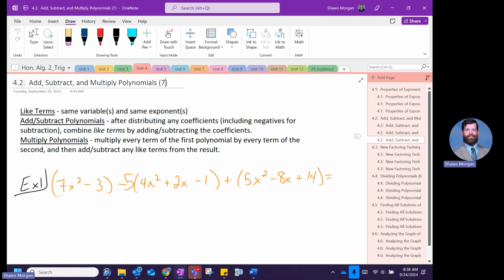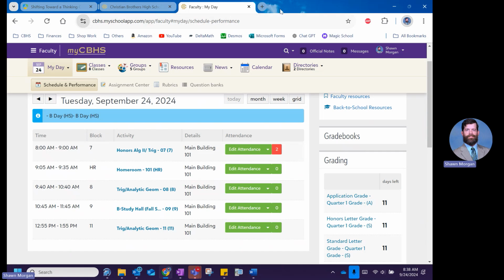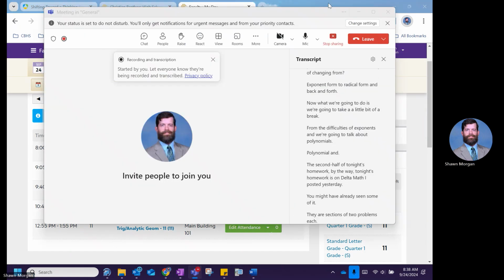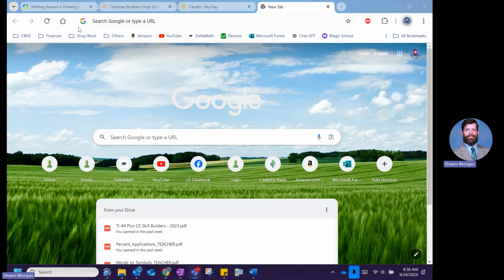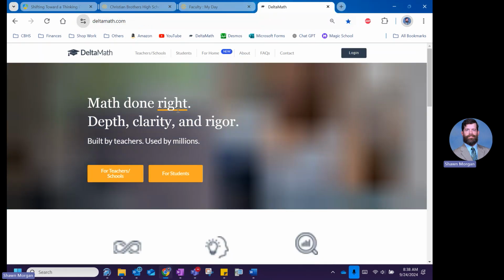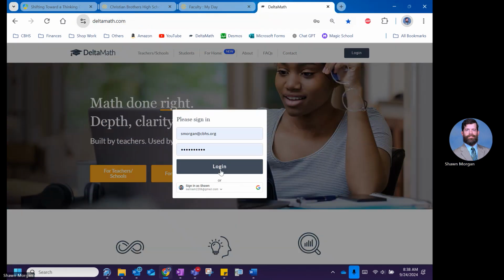The second half of tonight's homework, by the way, tonight's homework is on Delta Math. I posted it yesterday. You might have already seen some of it. They are sections of 2 problems each. Let's go to Delta Math. I'll show you real quick while I'm thinking about it.